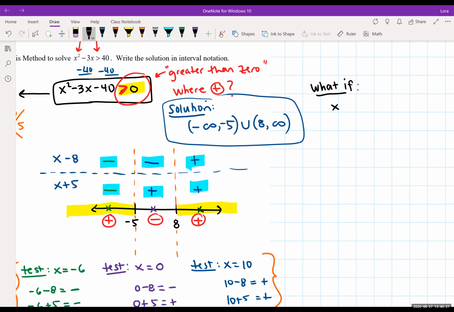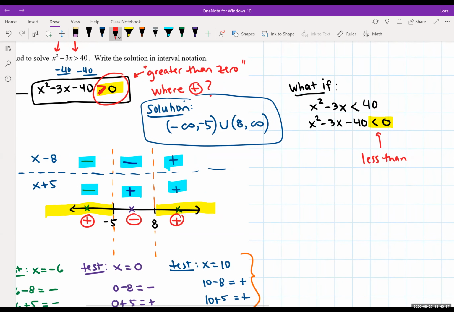I'll have a what if. What if your original inequality had the same terms, but the inequality symbol was reversed? Well, we can still incorporate the sign analysis method. I'm still writing this in standard form so that we're comparing it to 0. So that comparison to 0, if we're going to interpret this, is saying less than 0. And when we talk about something less than 0, we're referring to where do we have the negative region.